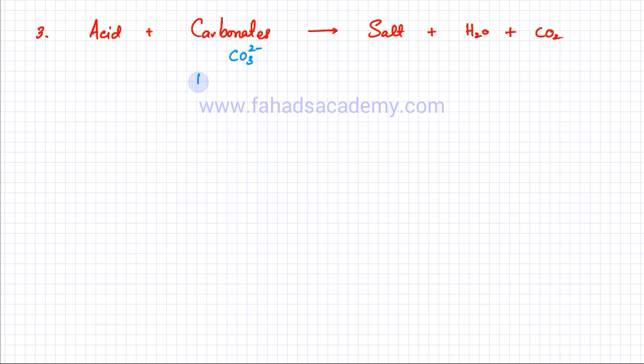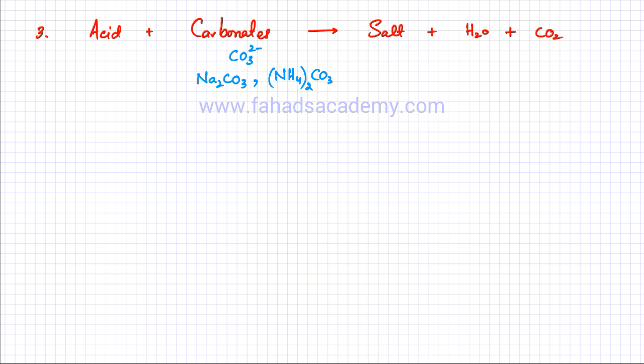Sodium is in group 1, it's Na plus 1, and CO3 is 2 minus, so it's going to be Na2CO3. That's sodium carbonate. Or it could be ammonium carbonate, where ammonium is NH4 1 plus and carbonate is CO3 2 minus, so it's going to be (NH4)2CO3. So when we talk about carbonates, we're talking about metal carbonates or ammonium carbonates.